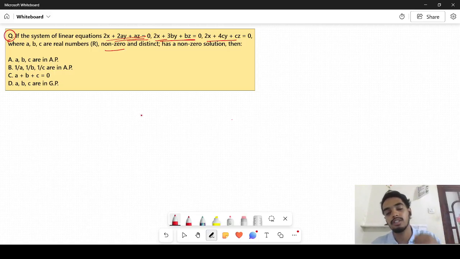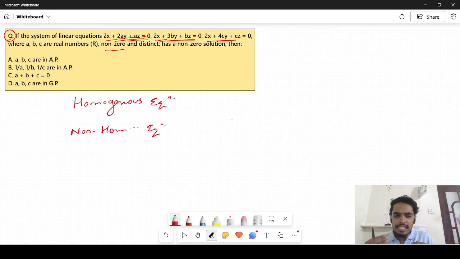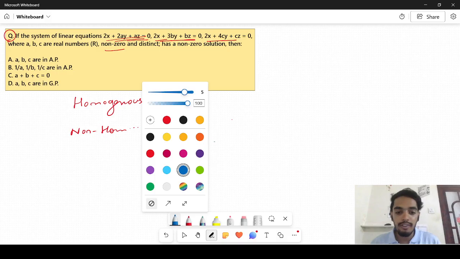there are two types of equation from that, right? What are they? One is a homogeneous equation, and the other is a non-homogeneous equation, right? So there are two types of equation. And what is the difference between a homogeneous equation and a non-homogeneous equation? We have learned that, right? So what are the differences?